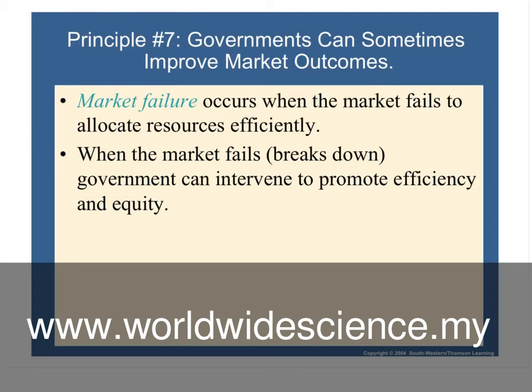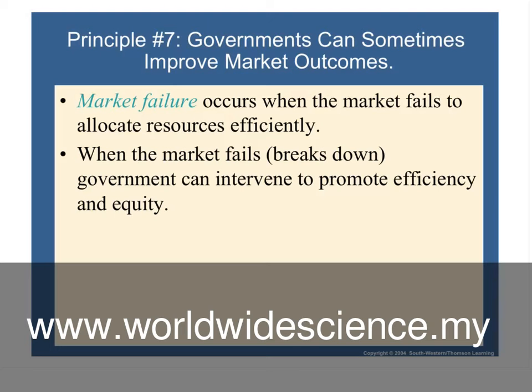Okay, so now what do we mean by market failure? Market failure occurs when the market fails to allocate resources efficiently. So we were just talking about resources. If the market is not able to allocate resources efficiently, it's called market failure. Again, we are not talking about justice and everything. This is just the market being able to divide the resources the way they're supposed to be, in an accountable way, or in a way that they help the market economy. When the market fails or breaks down, government can intervene to promote efficiency and equity.